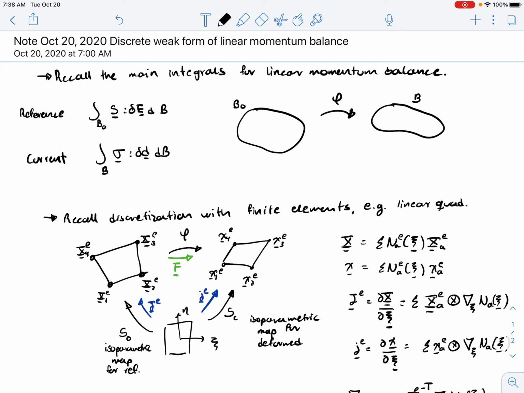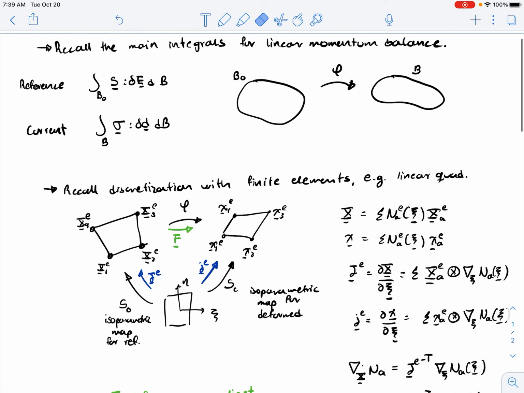to Brightspace. So recall that the main integrals that we need for the linear momentum balance are, there are some other terms, but the main integrals that we'll have to calculate are the integral of the second Piola-Kirchhoff stress contracted with the variation of the Green-Lagrange strain, or if you are in the current configuration, you can compute the integral of the Cauchy stress double contracted with the variation of the symmetric velocity gradient. And we are going to compute this over an element.